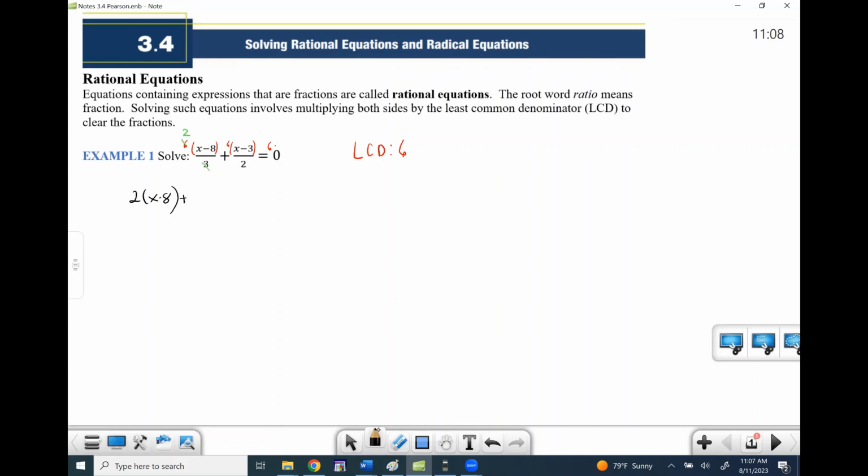Same thing on this next one. 2 goes into 6 3 times. So we're going to be distributing a 3 into that x minus 3. And then 6 times 0 is just 0. So it goes from being kind of a scary equation to solve to this, which I think at this point in the game we're pretty good at. So we're going to go ahead and distribute.